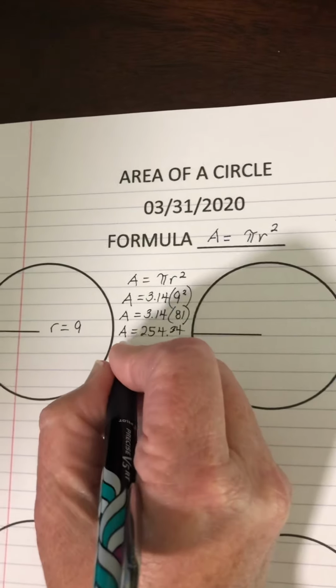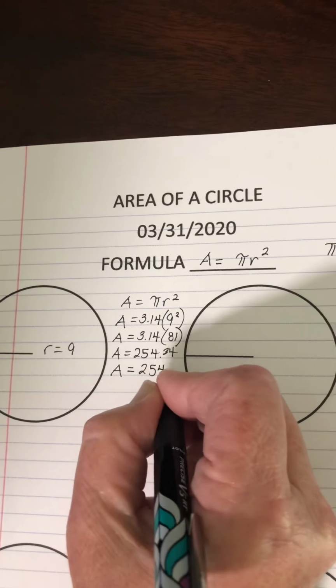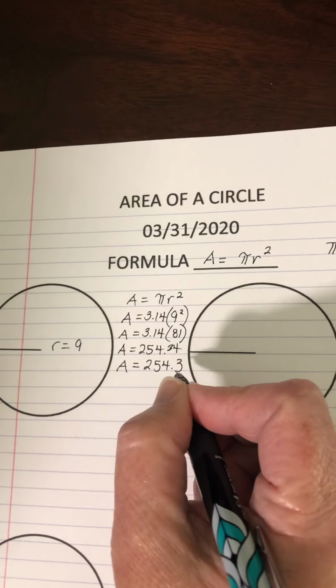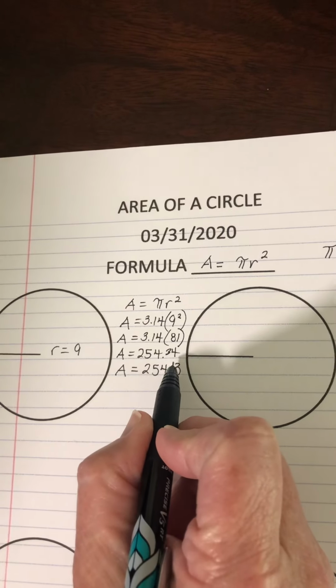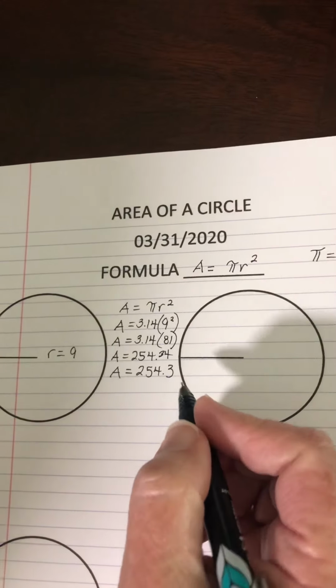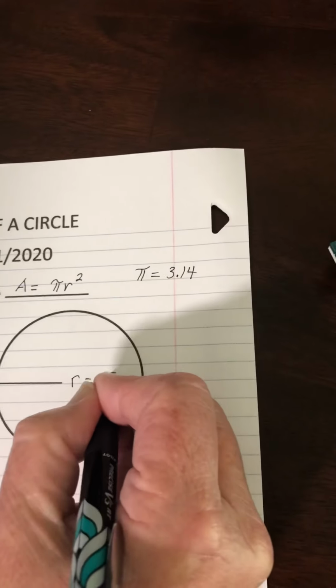Now, the directions in the assignment today are going to ask you to round to the nearest tenth. So the answer would be 254.3. Now, when we were doing this stuff in class, remember we looked to the 4, and since it's 5 or less, we leave the 3 alone. The next one, we'll do a radius of 15.